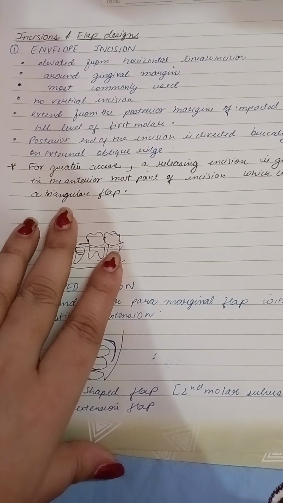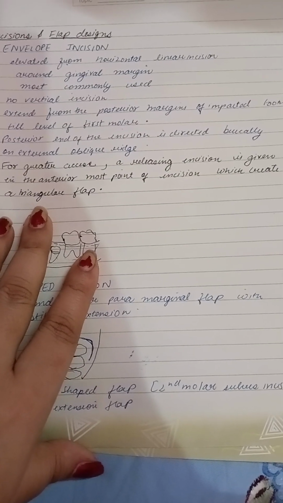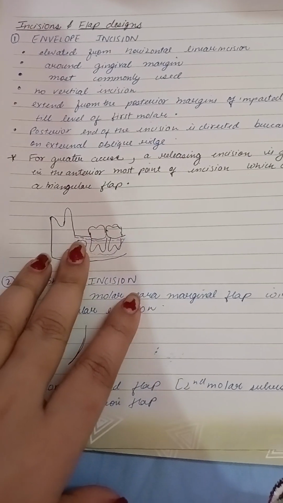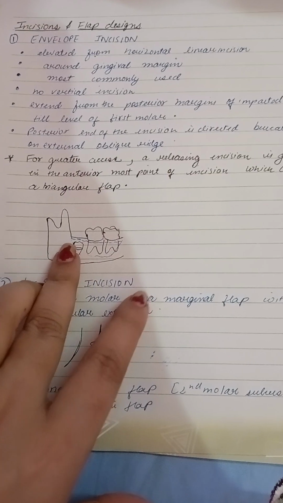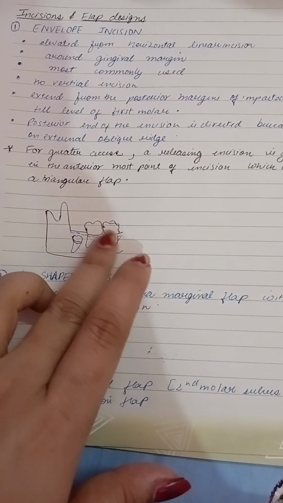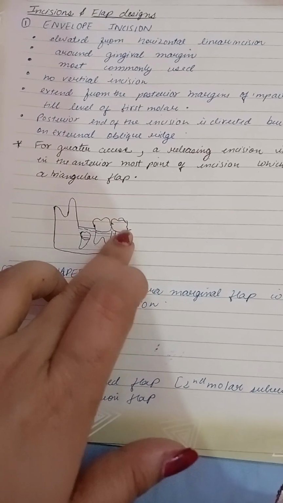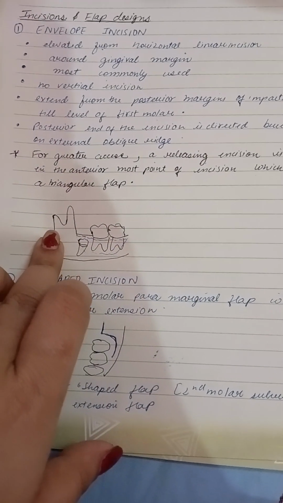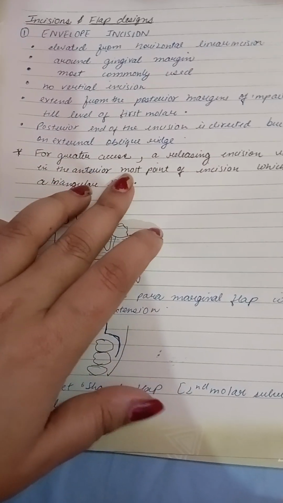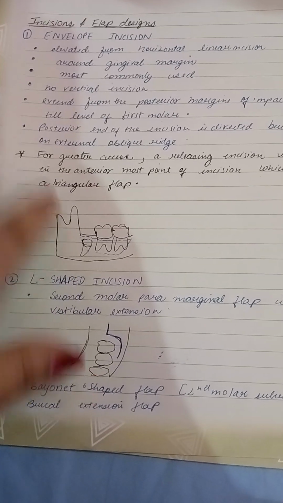Now, for greater access, a releasing incision is given in the anterior most part of the incision, which creates a triangular flap. Okay. ये एनवेलप फ्लैप हो गया, ये इधर से हॉरिजॉन्टल और ये ऐसे ओपन हुआ, ये फ्लैप हो गया पूरा. ओके. और जब हम एंटीरियर में एक रिलीजिंग इंसिजन देंगे तो दिस विल बिकम अ ट्राइंगुलर फ्लैप. A releasing incision is given for greater access. So we have done with envelope incision and flap and triangular flap.